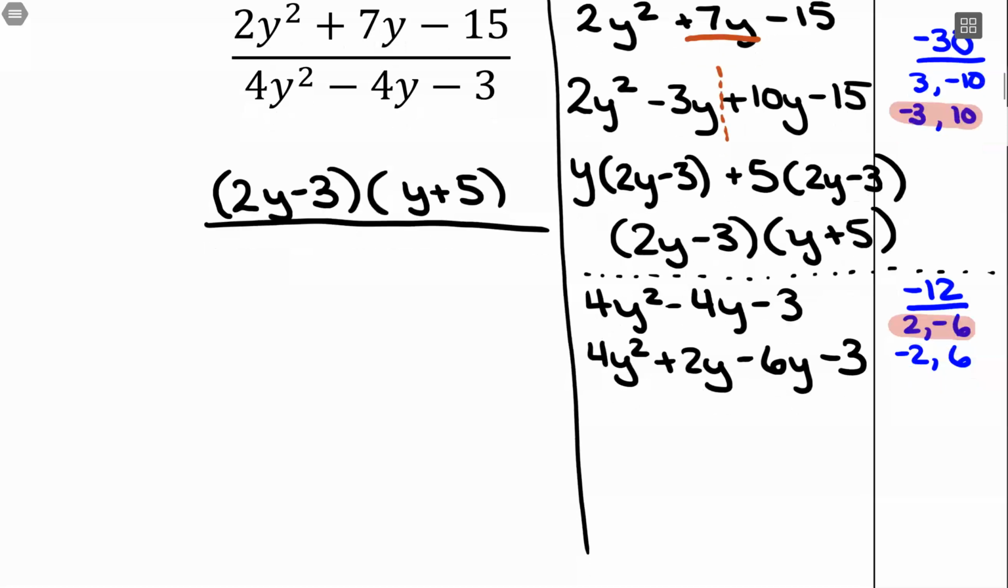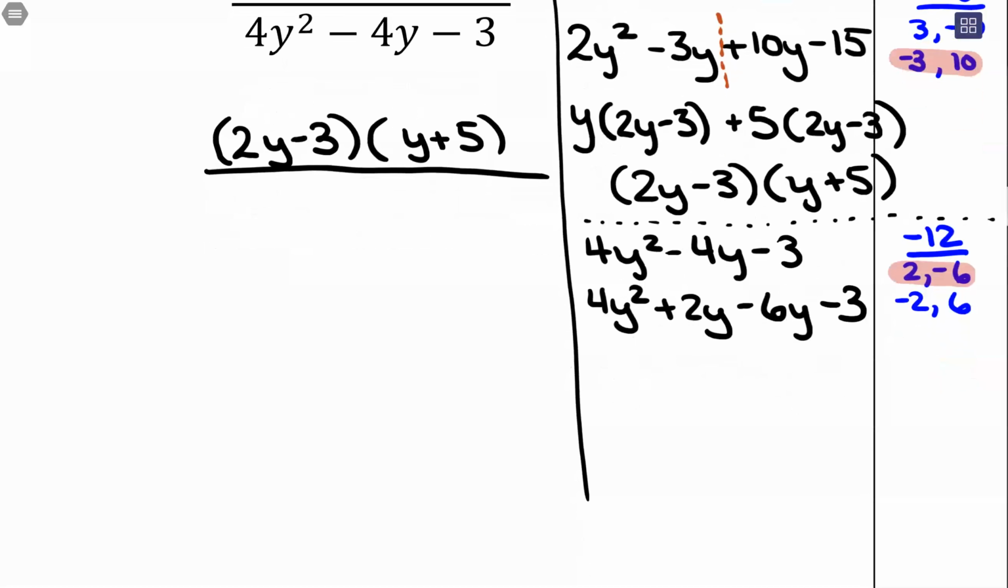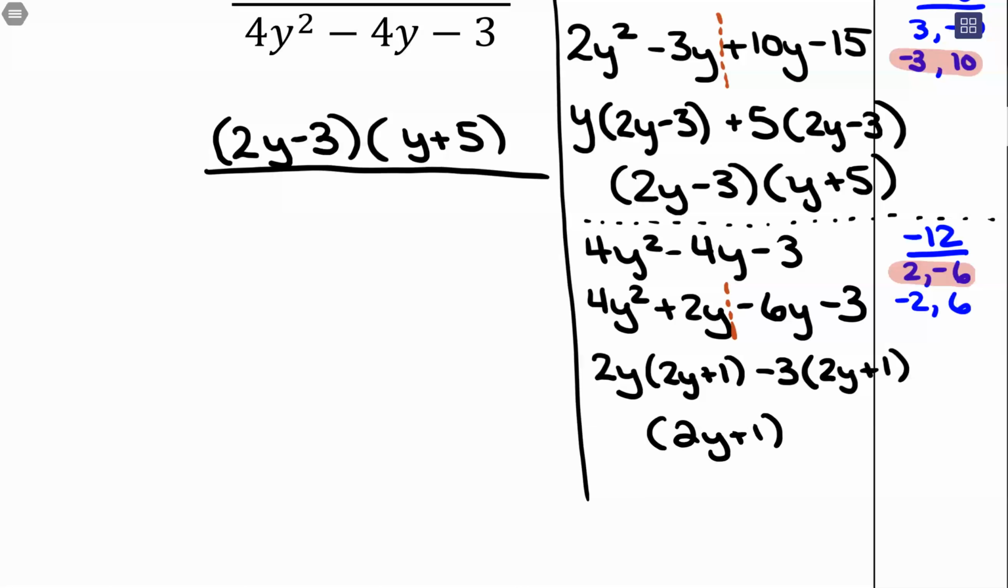at the end there. So factoring by grouping, on the left-hand side we have a common factor of 2y, and that would leave a 2y plus 1. On the right-hand side we'd have a common factor of negative 3, which would leave us with a 2y plus 1. So factor out 2y plus 1, and that'll leave us with a 2y minus 3. So in the denominator, we're going to have 2y plus 1 times 2y minus 3.